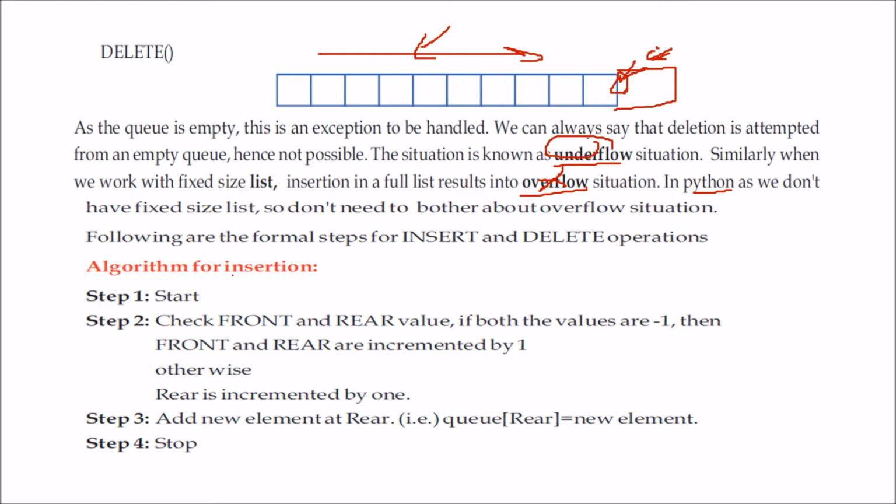So what is the algorithm? How can we insert an element? We'll start. Check the front and rear values. If they both are -1, that means we have no element, so this is the first insertion. So we will first increment front and rear by 1. Then we'll add the element at the rear. So the new element will be added at the rear, at the back.